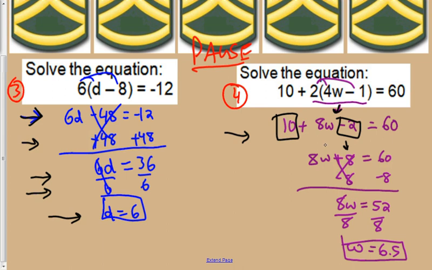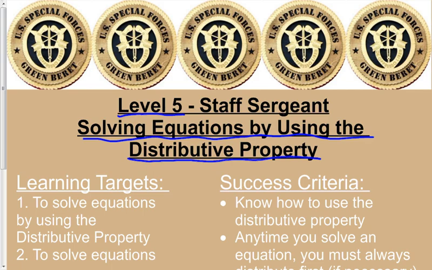So I brought down the 8w. And that's where I'm at right now. Then I subtracted 8 from both sides and ended up with 8w equals 52. And then when you divide that by 8, you end up with w equals 6.5. All right. So that's how you do it when you got distributing. Or distributing and like terms.